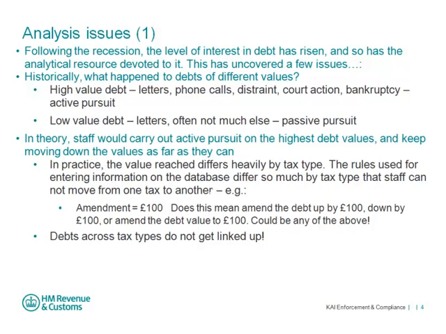So I'll start with a bit of history. Historically, what happened to debts of different values was that high-value debts would receive letters from us and then phone calls and then distrain, which is where we take the debtor's possessions up to the value of the debt, or even court action and bankruptcy. That's what I'm terming active pursuit. Whereas some of the lower value debts would actually just get regular warning letters saying, you owe us money, you haven't paid it, but not a great deal else, which is a more passive pursuit.